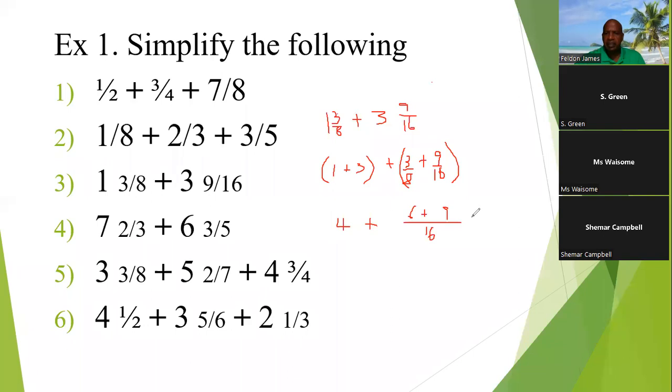All right. So for the numerator now, for the fraction, we're just going to add the numerators and we get what? 6 plus 9. So you will get 15 over 16. Now, if you're adding a fraction with a whole number, you can just group them together. You will get 4 and 15 over 16.